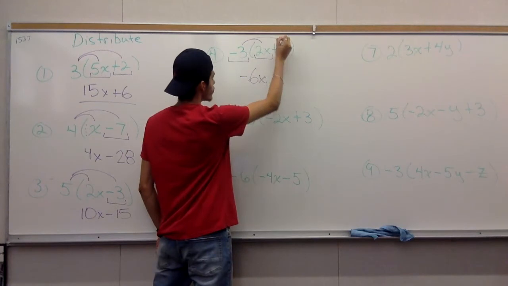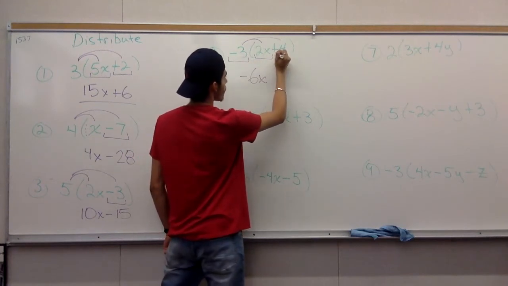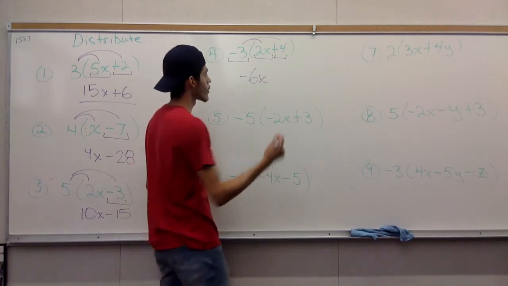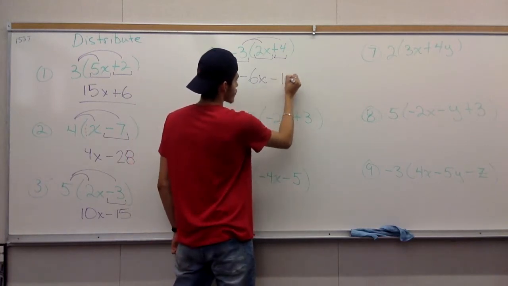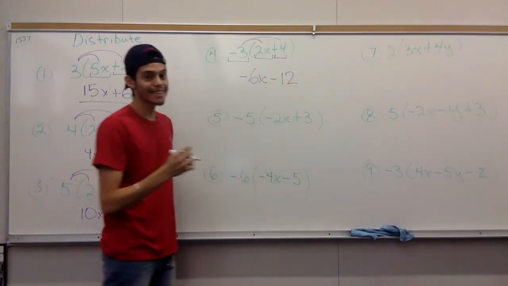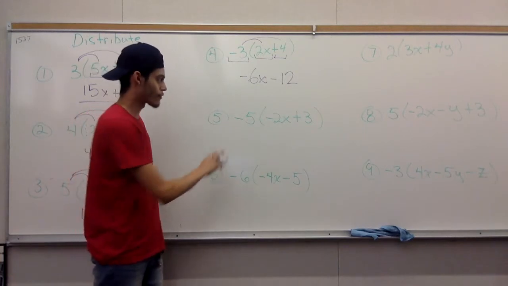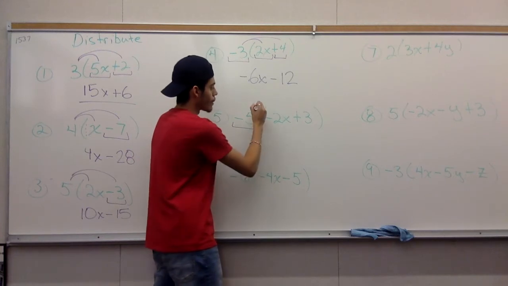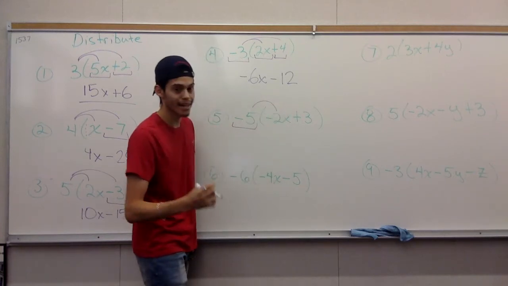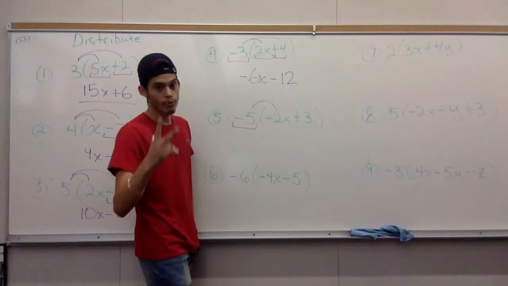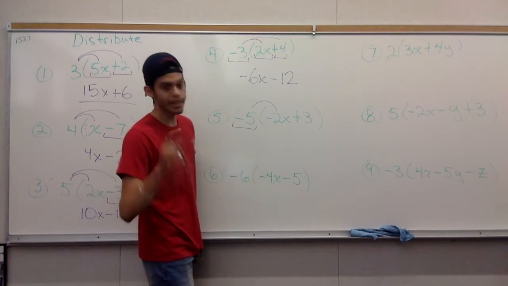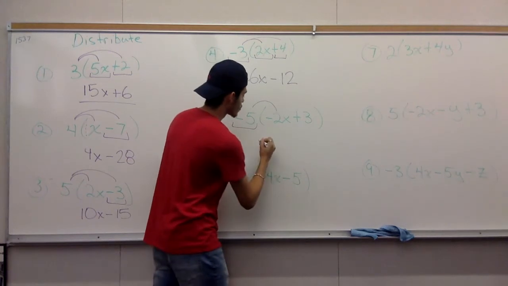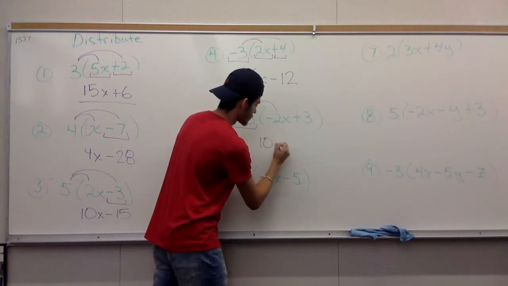Make the second loop. -3 times +4. A negative times a positive would give you a negative number, and your answer, -12. Your final answer, -6x minus 12. Now for number 5. We have this -5. Don't forget about the negative. Make the first loop. -5 times -2x. Remember, multiplying 2 negatives gives you a positive number. -5 times -2x would give you 10x.